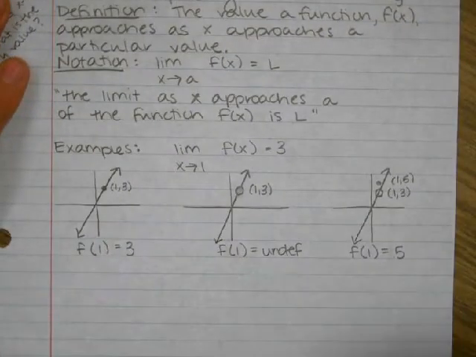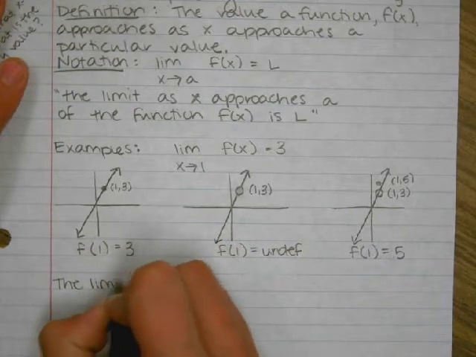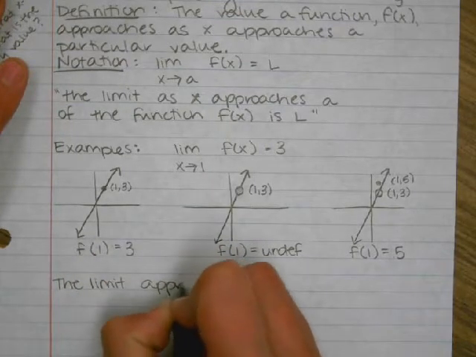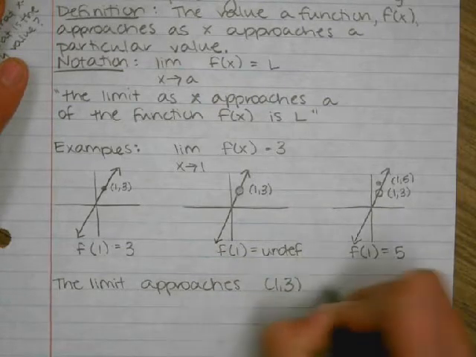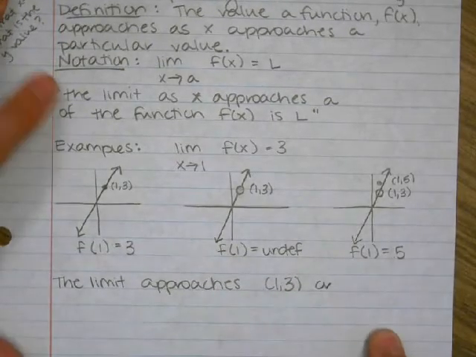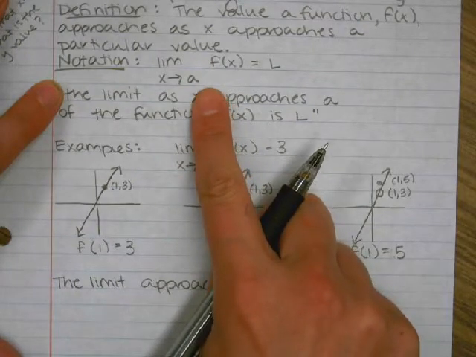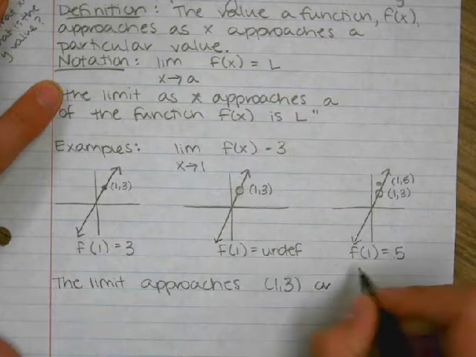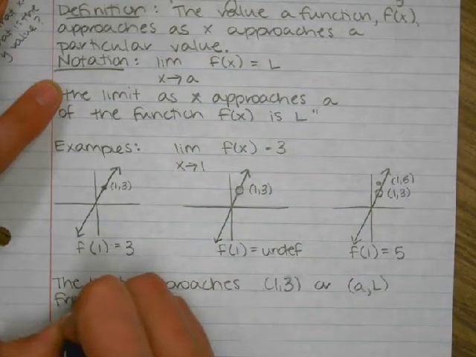All right, so underneath this, we're going to say the limit approaches 1, 3. So it approaches the point 1, 3. Or if we want to go back to the more general situation, the limit approaches the point A for the x-coordinate, L for the y-coordinate, from both sides.